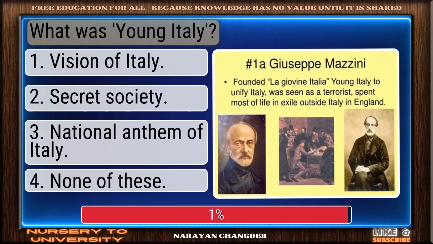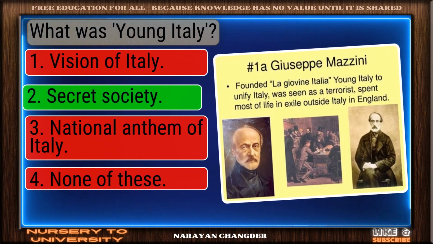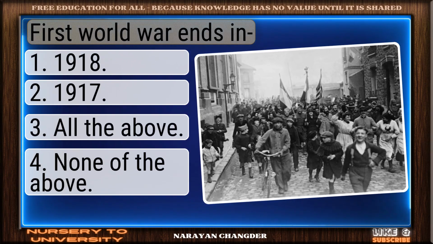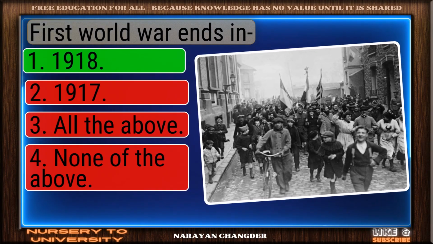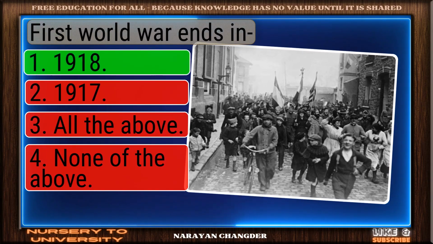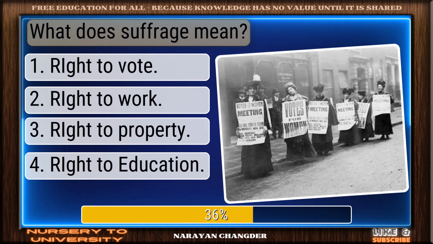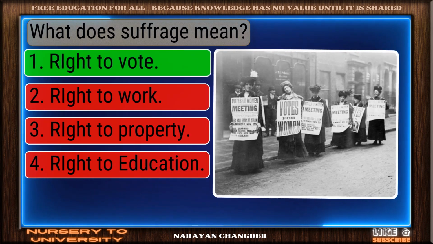What was Young Italy? Correct. Secret society is spot on. First World War ends in. Smart move. 1918 is the accurate answer. What does suffrage mean? You chose right to vote.